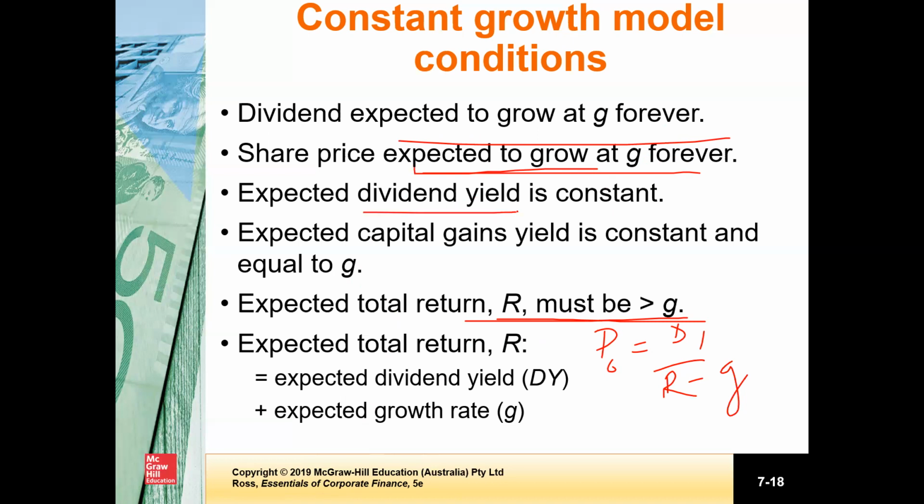Okay. And you understand that since share price is expected to grow at a constant rate, and dividend is expected to grow, expected dividend yield and expected capital gain should also be constant. Capital gain means the difference between your sale price and your purchase price. That means how much capital gain you have from selling the share. That also should be constant. And your expected total return is the expected dividend yield plus the expected growth rate, which should be constant because you are expecting a constant growth.